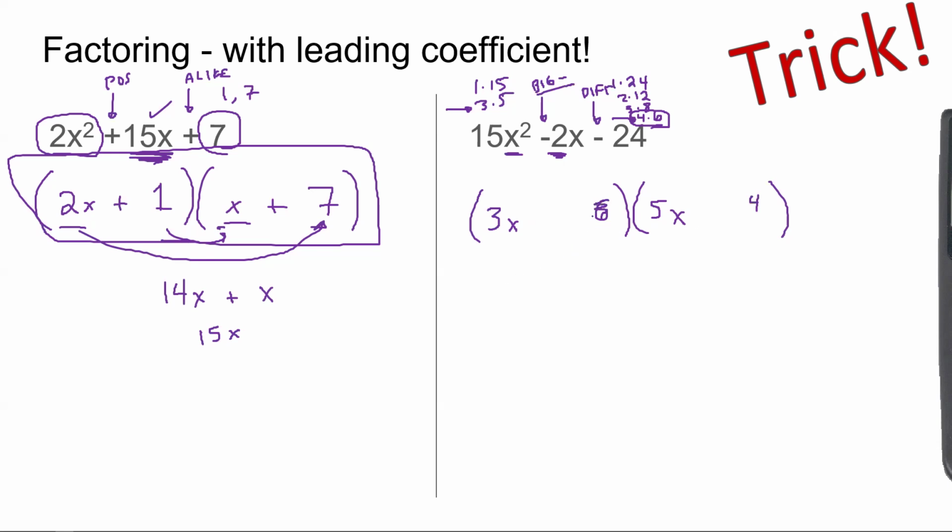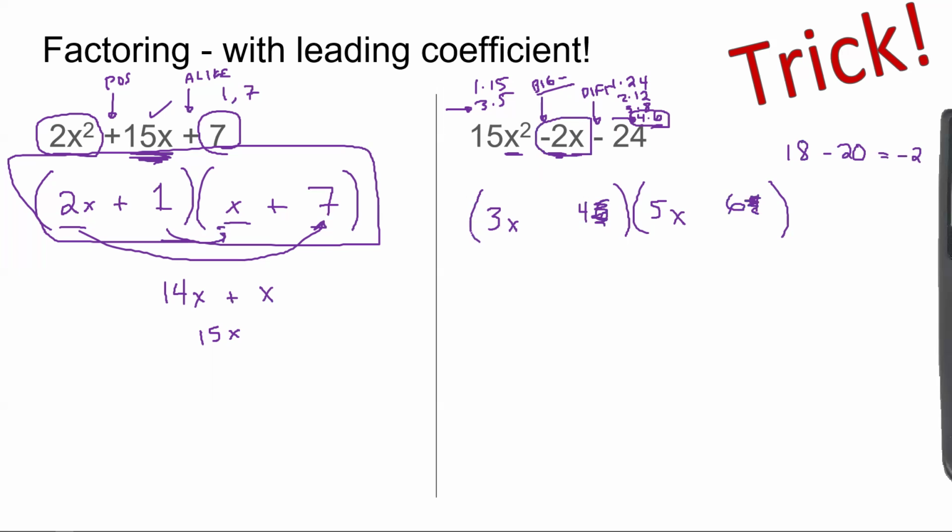Does it work the other way? If I put the 4 here and the 6 here, that would give me 18 and 20. Opposite signs, I'm subtracting 18 and 20. 18 minus 20 would be -2, and that's the one that I want right there. So those numbers work.